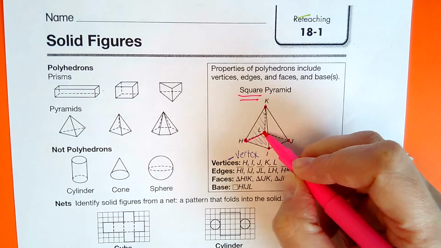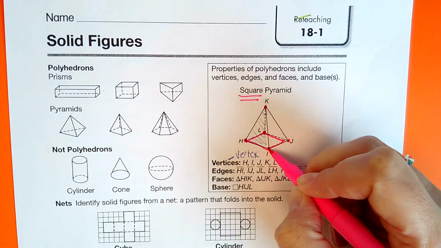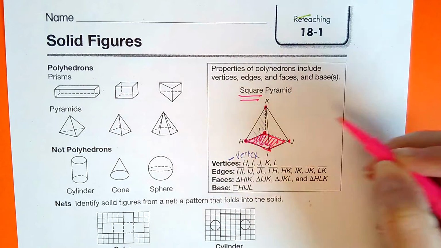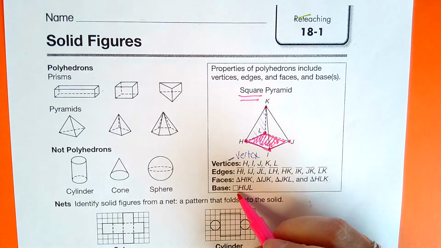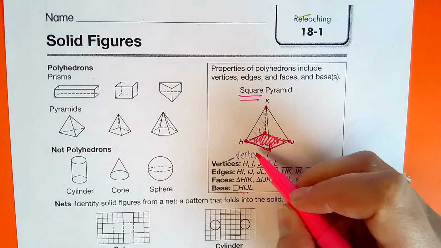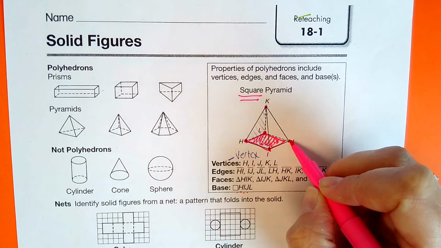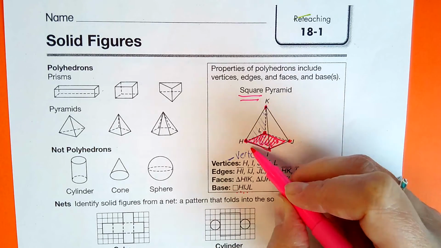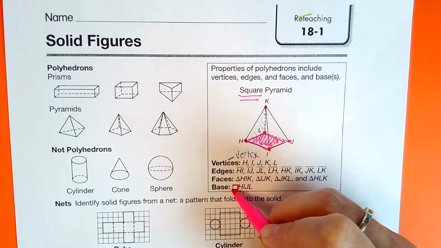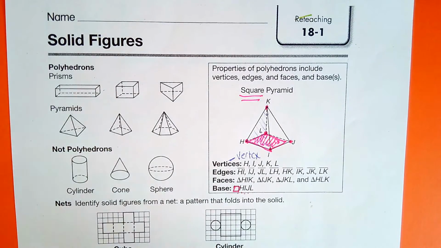So I'm kind of going out of order. The base is the square HIJL, okay? That's our base. See how this works? Okay, now our edges are actually going to be just that, edges. We have the edge HI right here. See that?